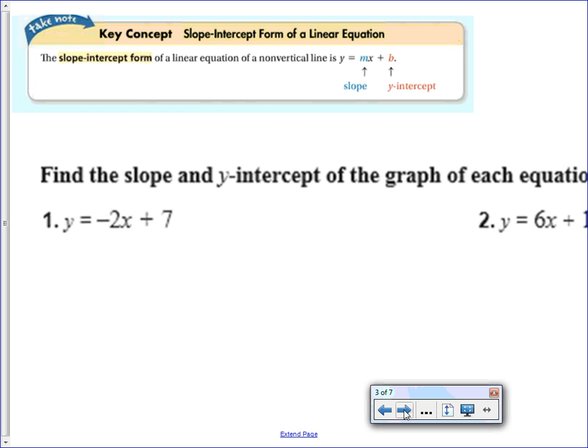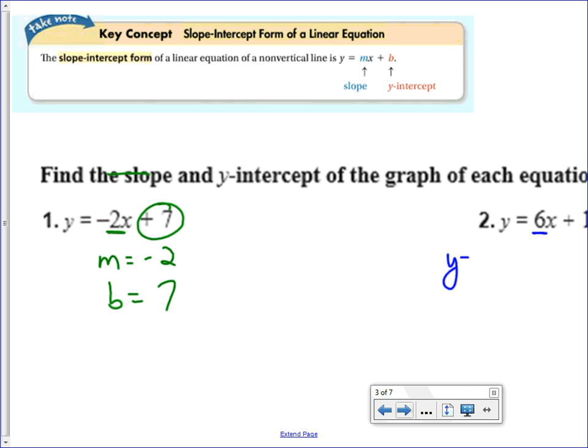But first, hopefully we can find slope and y-intercept from equations. For instance, the slope of this first one is with the x, so the slope would be a -2. The y-intercept of this one would be a 7. If I look at this one, the slope is with the x, and this should say y equals 6x plus 11. It's kind of off the page, but the 6 is the m, which is the slope. The b is the 11, or the y-intercept. Okay?